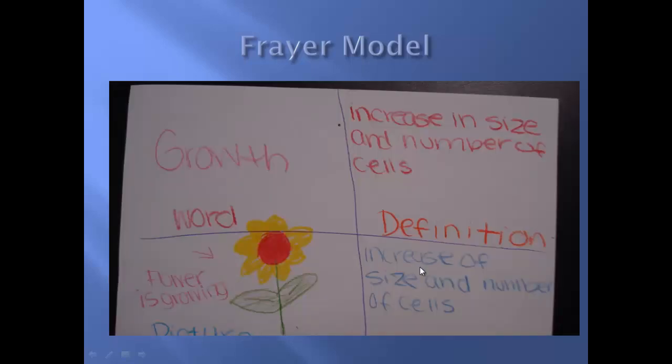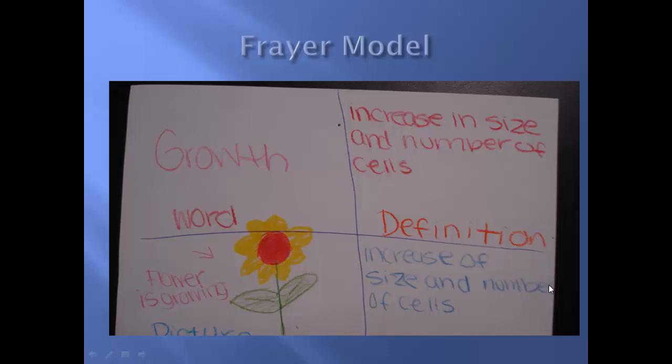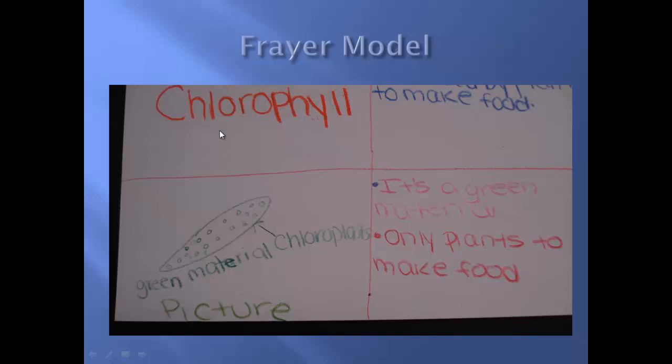Okay. These are, again, examples of Frayer definition models that these are special education students who did these, and these were in a self-contained classroom. So you have your word, which is growth, and again, it all depends on how you want to set it up. What the definition is, you have them drawing a picture, and then you have them writing whatever else, increase of size and number of cells. So that's what growth is. Then here's another one on chlorophyll. Here they drew their picture.